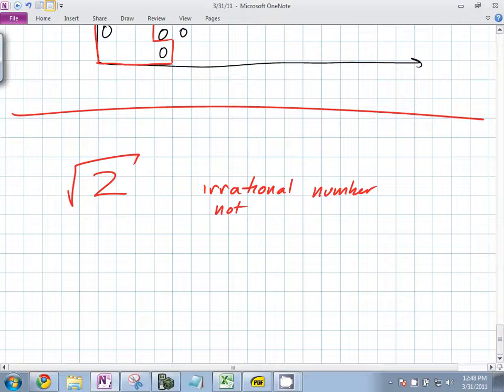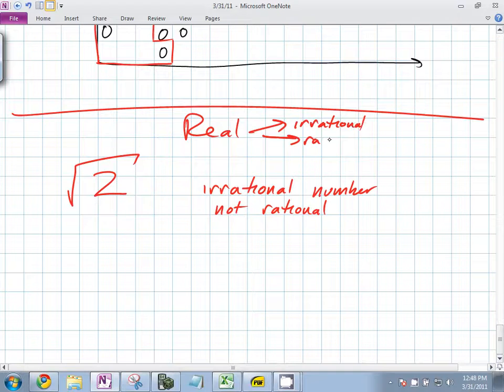Can someone tell me what rational means? What is a rational number? Real numbers are broken up into two sets, irrational and rational. So a real number is either irrational or rational. So if something is rational, what does rational mean for numbers? What are the first five letters of rational? Rational numbers can be written as ratios. Yeah, ratios. So you just need to remember ratio.